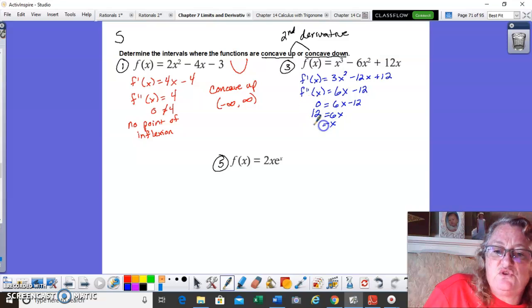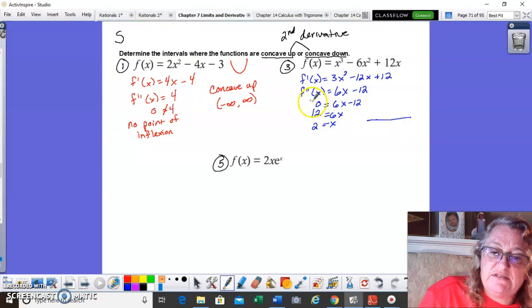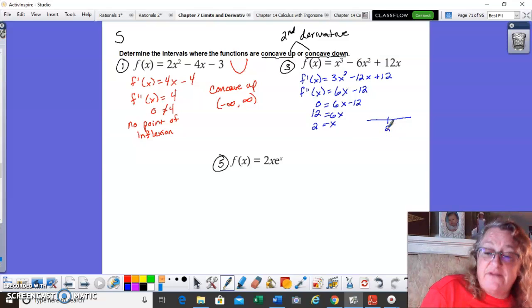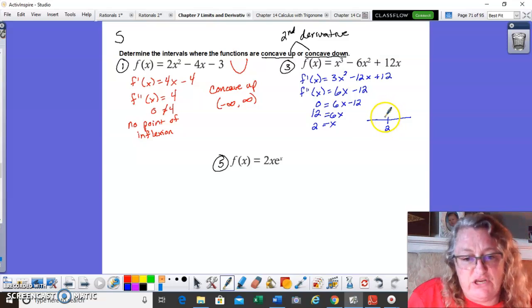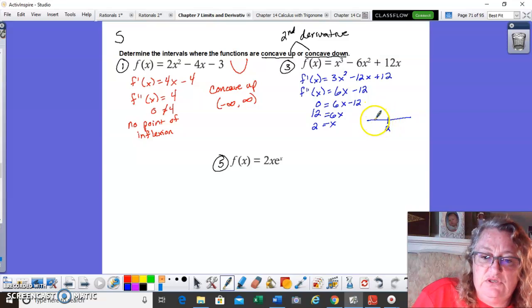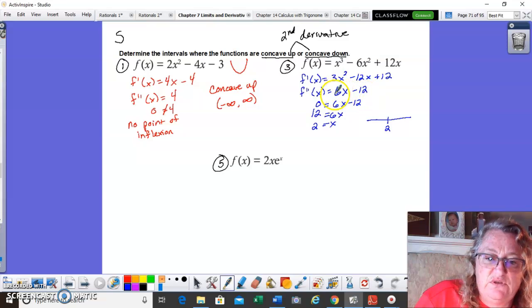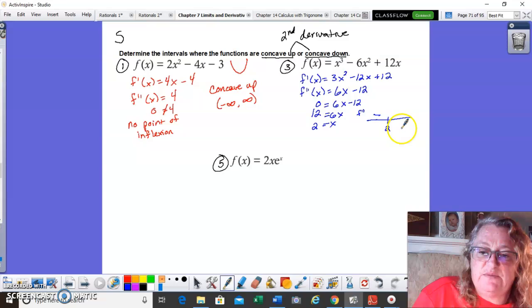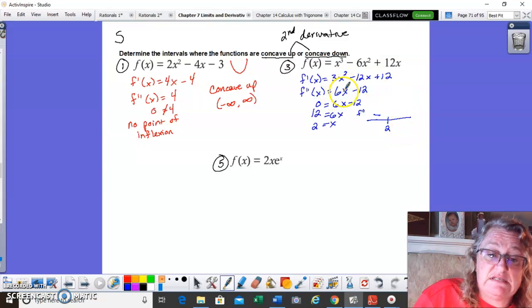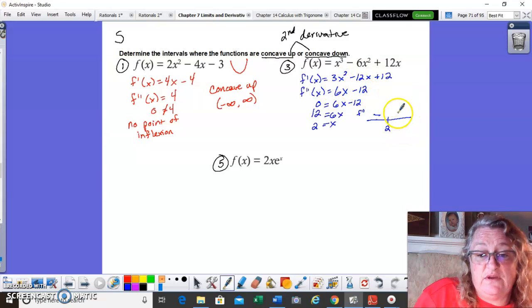So x equals 2. Okay, so I know that I've got the second derivative equal to 0 at x equals 2, but the second qualifier to be a point of inflection is that there's a sign change. So let's go ahead and substitute a number that's below 2, like 0, into the second derivative. So 6 times 0 is 0 minus 12 gives us a negative here. This is the second derivative, so I don't forget what I'm doing here. Now I'm going to substitute in the number 3. So 6 times 3 is 18 minus 12 gives us a positive.